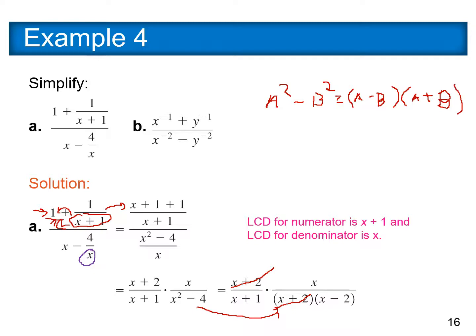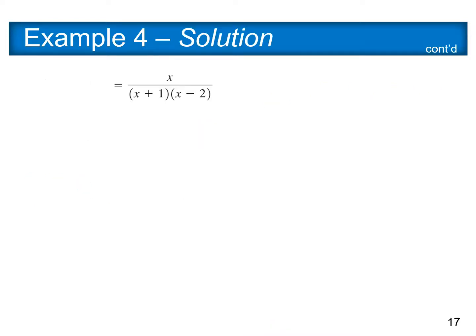Okay, and that's what I have there. Once I have that, I can then cancel the x plus 2 in the numerator and in the denominator. So now I get x divided by (x plus 1)(x minus 2), and there's nothing else to simplify.